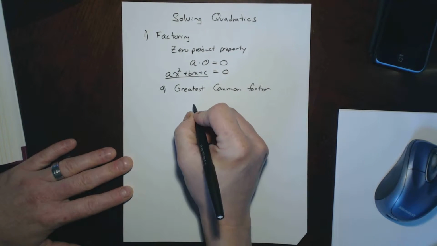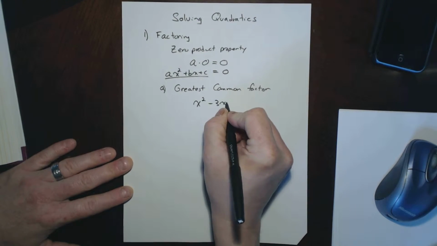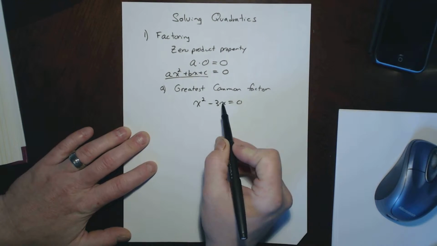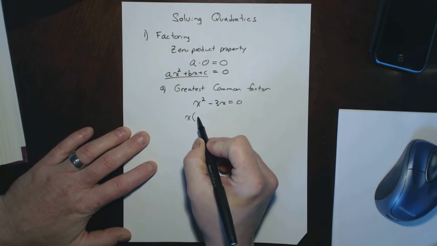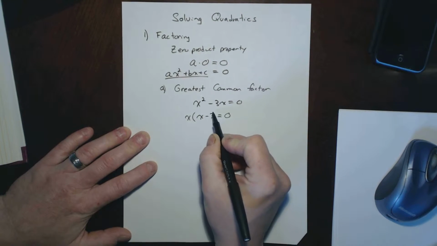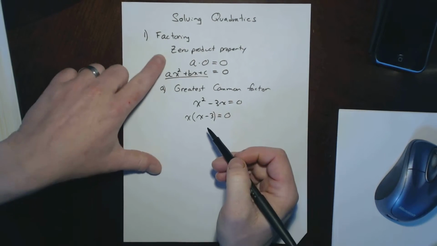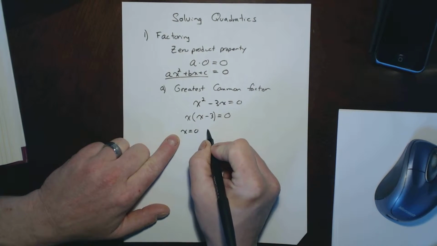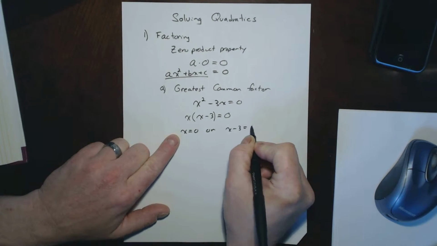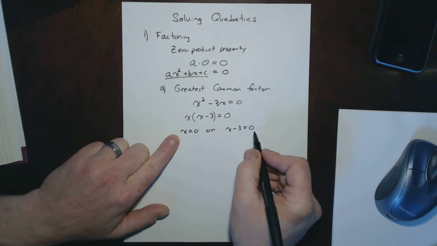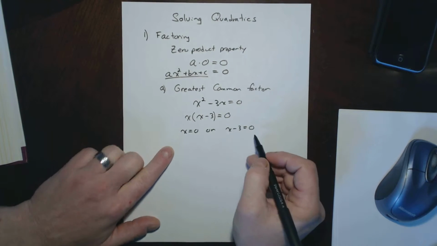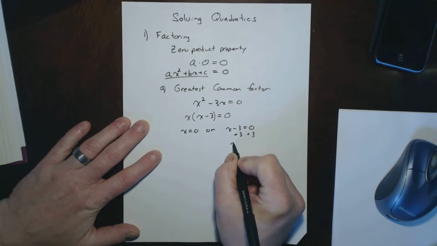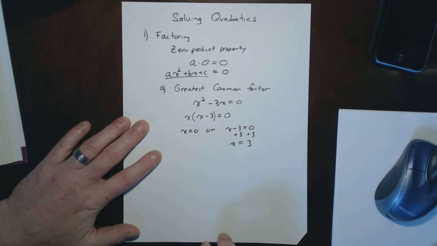For example, if we had x squared minus 3x is equal to 0, I know that I can factor x out of both of these values. So I have x times (x minus 3) is equal to 0. Now I can apply my zero product property such that either x is equal to 0 or x minus 3 is equal to 0. If either one of these statements is true, then this equation is satisfied. Thus, we solve this little mini equation for x by adding 3 to both sides, and we're going to get x is equal to 3.